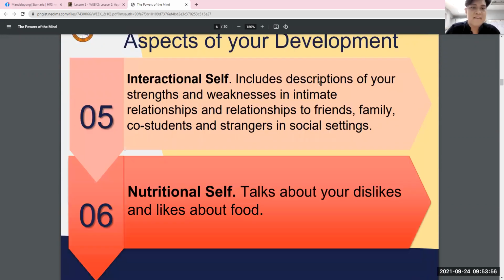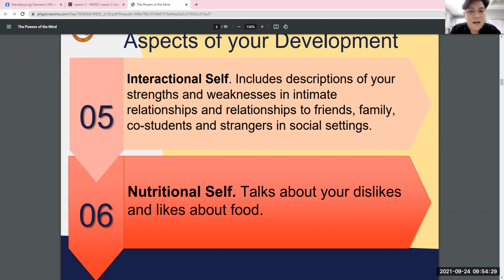Another thing natin is the interactional self. It includes the description of your strengths and weaknesses in intimate relationships and relationships to friends, family, co-students, strangers in social media, in social settings. So that is your interactional self. It speaks about your description, how you communicate with these people, how you build relationships with these people.